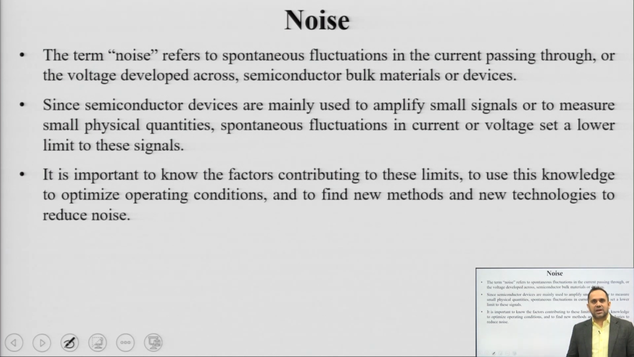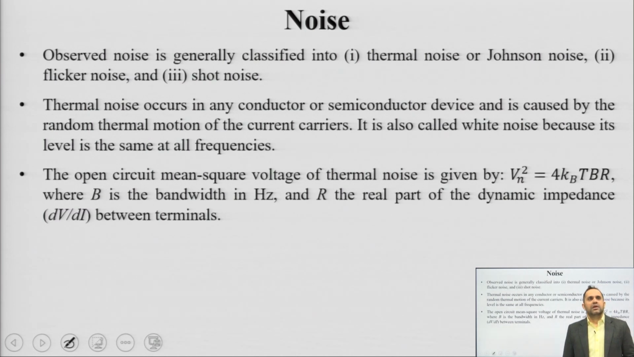There is a very large dedicated field just to study noise coming from PN junctions only. Okay. Noise is generally classified into categories like thermal noise, also known as Johnson noise, flicker noise and shot noise. Each is characterized separately. Thermal noise in any conductor or semiconductor device is caused by the random thermal motion of charge carriers, okay, because it is thermal. So, it is associated with some type of temperature fluctuation or thermal motion. It is also known as white noise because its level is the same at all frequencies. Okay. So, it is generally frequency independent.